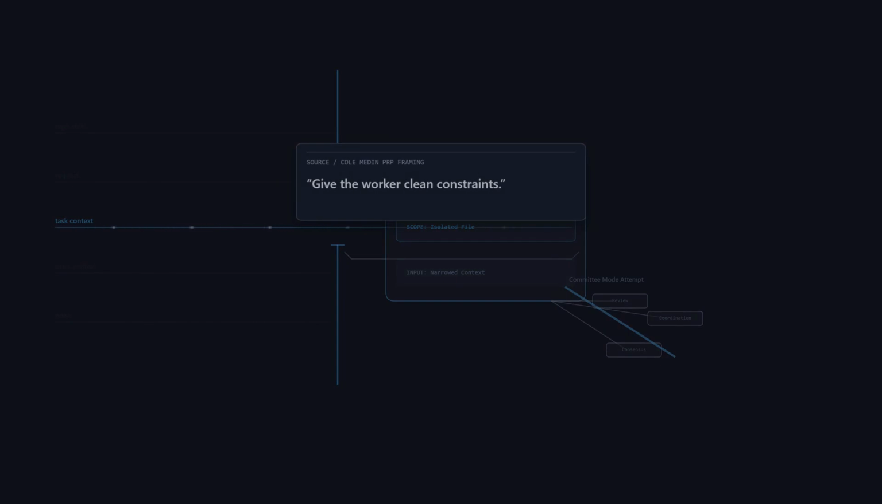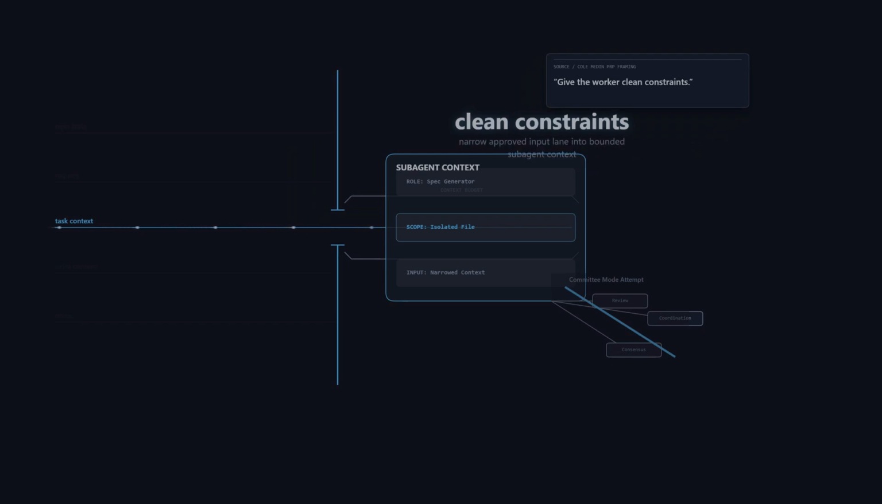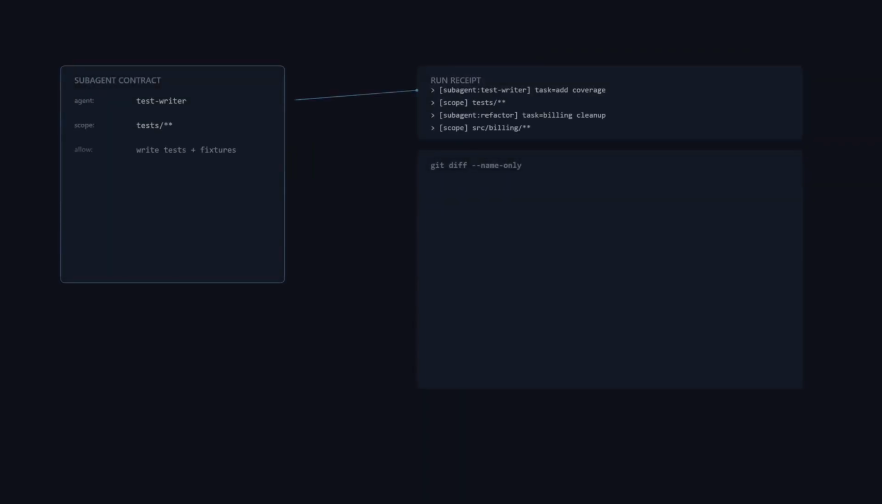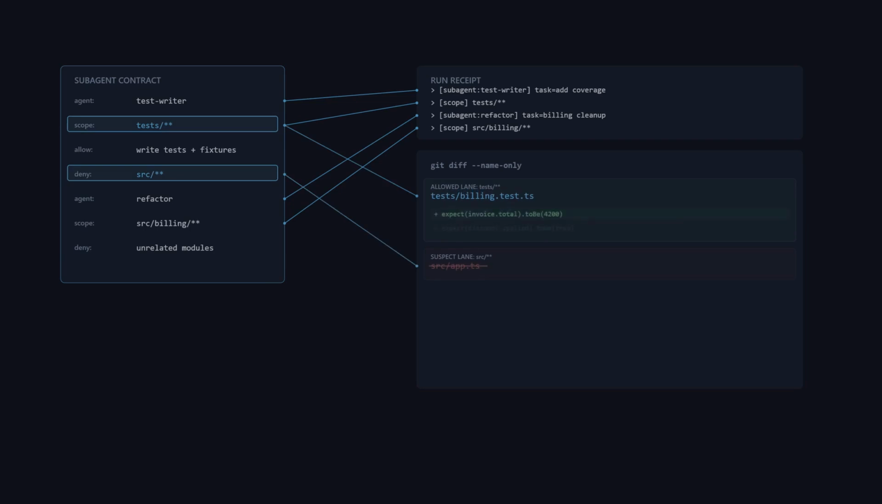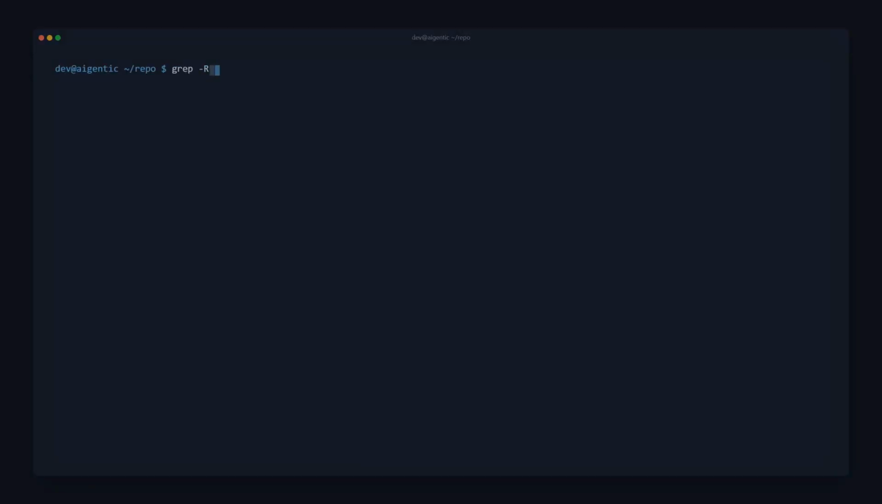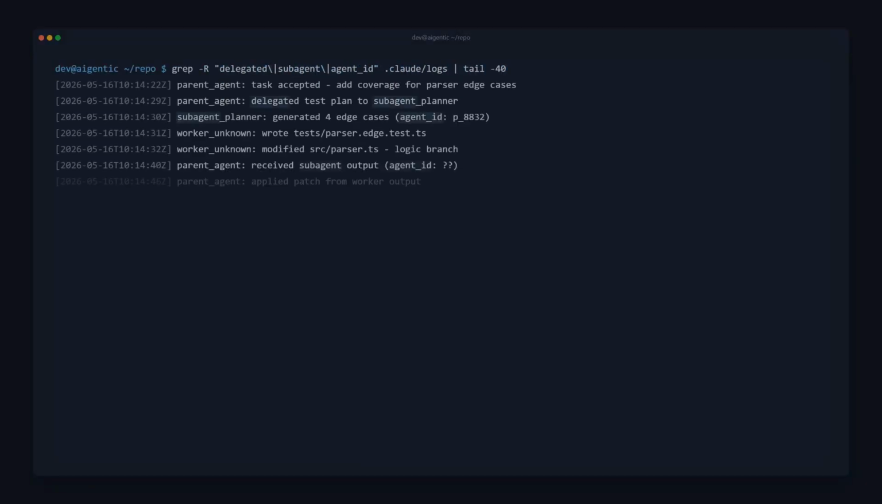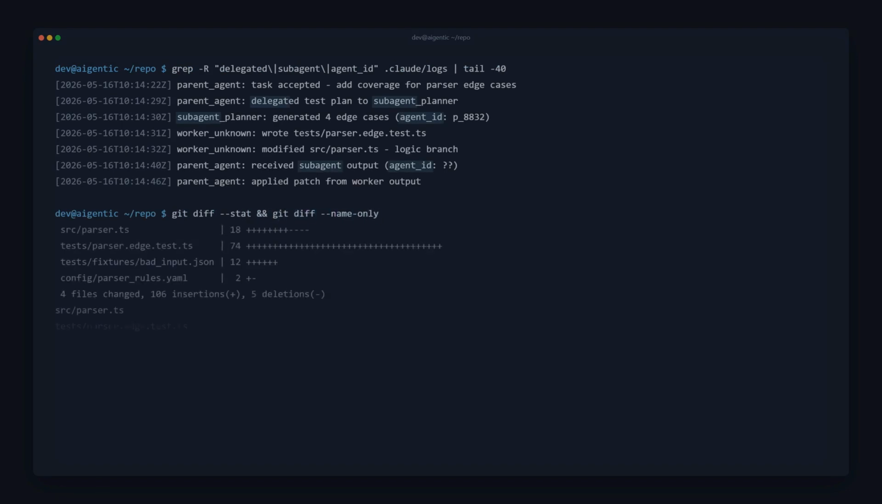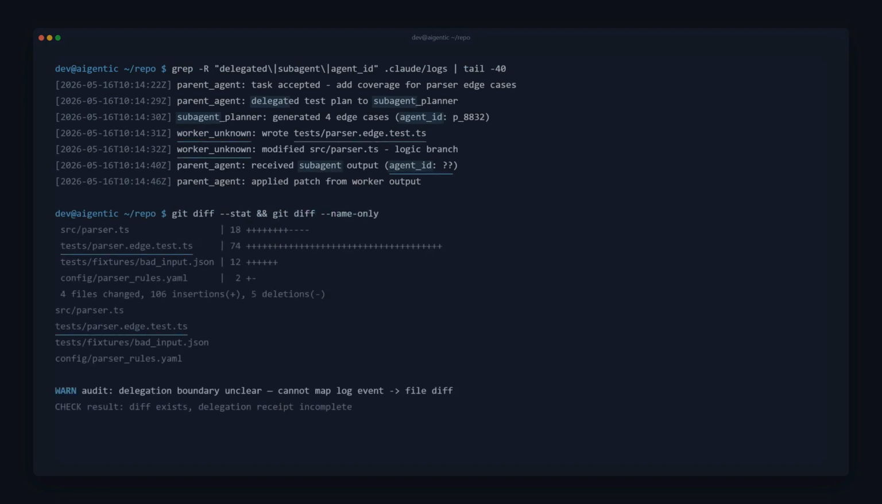Kolmodin's PRP framing is useful on the input side. Give the worker clean constraints. On the output side, I want the same discipline in reverse. Did the test writing subagent stay in the tests directory? Did the refactor subagent touch only the intended module? If I cannot answer that quickly from logs and diffs, the architecture is already too fuzzy to trust.